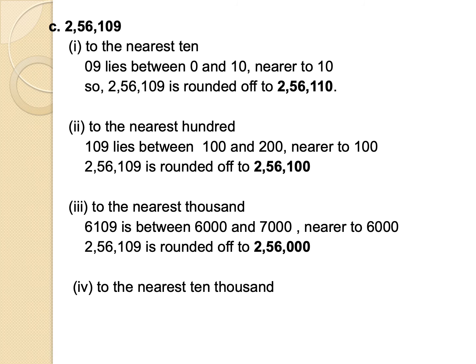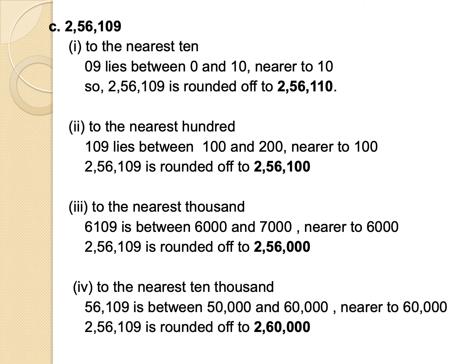2,56,000. To the nearest 10,000, इसके लिए हम लास्ट के 5 डिजिट्स देखेंगे, मतलब 56,109. 56,109 is between 50,000 and 60,000 and is nearer to 60,000. क्योंकि thousands की प्लेस पे 6 है जो कि 5 से बड़ा है, तो ये ऊपर की ओर राउंड ऑफ होगा, यानी कि 56,109 राउंड ऑफ होकर 60,000 बनता है. So 2,56,109 is rounded off to 2,60,000.